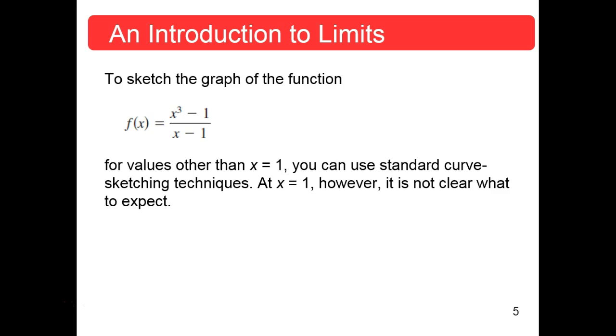Everything else you can plug in any value you want to. If you plug in x equals 0, you get minus 1 over minus 1, that's 1. You plug in 2, you get 8 minus 1 is 7 over 1. That would be 7. Negative 1 would be negative 2 over negative 2. That would be a 1. Okay. You can plug in any other value except x equal 1. You can't plug that in. So you can plot all those points and see what to expect.